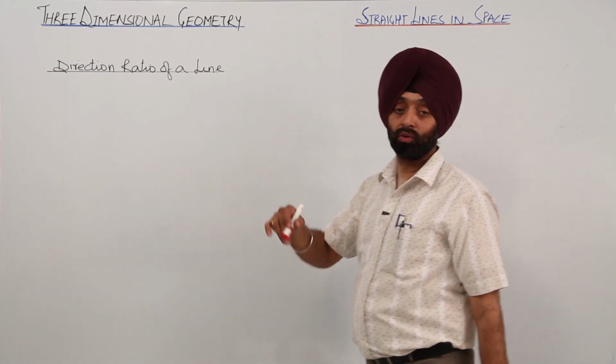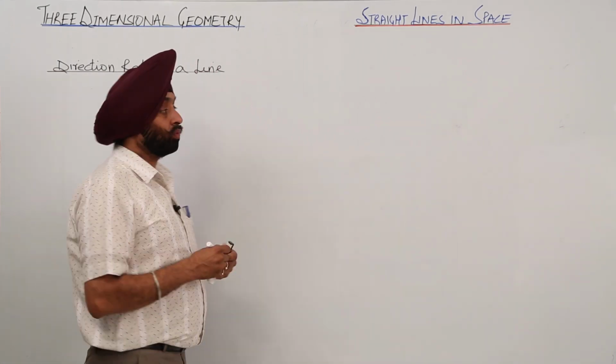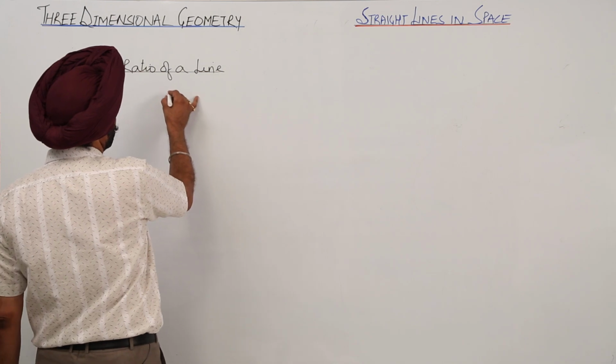Now, direction ratio of a line. After direction cosine, what is direction ratio? Now the definition.